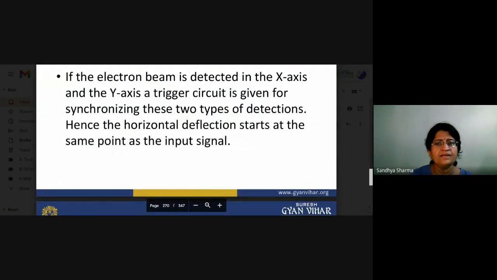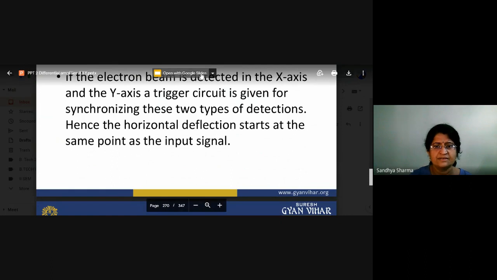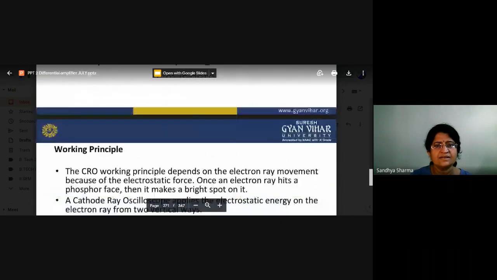If the electron beam is deflected in the x-axis and y-axis, a trigger circuit is given for synchronizing these two types of deflection. That is basically so the x and y-axis can be synchronized. Hence the horizontal deflection starts at the same point as the input signal, so it is synchronized with the input signal.